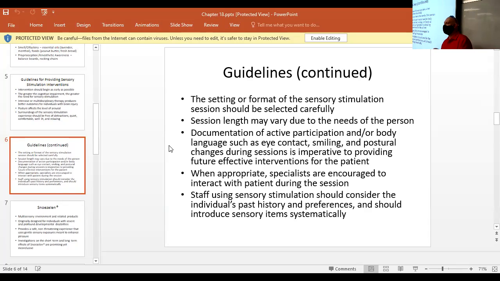When you're doing your documentation, it needs to be specific and cover things like whether or not your patients were actively participating. What was their body language? Were they giving you eye contact during these sessions? Were they smiling? Were they not smiling? Postural changes during sessions. Did you see anyone who was not sitting up, who sat up to start, like you could tell that they were aroused by what was going on? If you see and document things that showed positive changes or showed that they were actively engaged with what you're doing, then that's going to help you with future effective interventions. Okay, that's where documentation comes in.